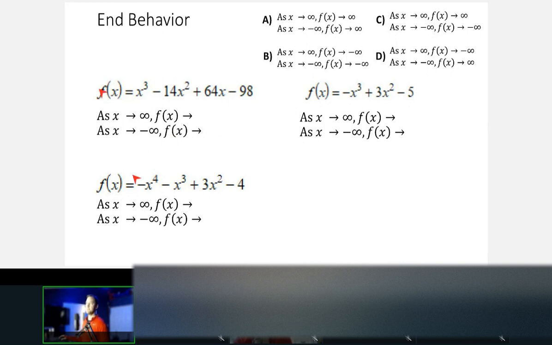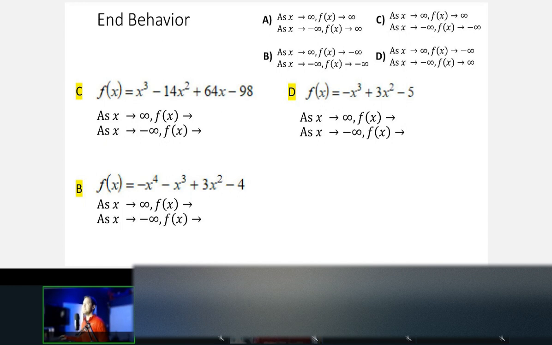All right, so the top left, what is that answer? C is correct. All right, top right, what is that answer? D is correct. And the bottom left? B. Yeah, super easy, right? This should be a freebie. These are super straightforward, as long as you understand end behavior, right?